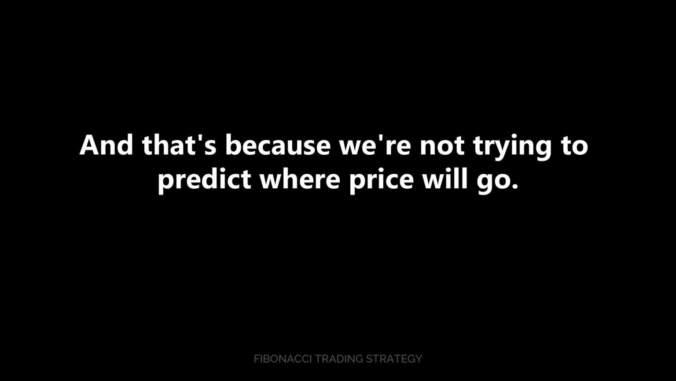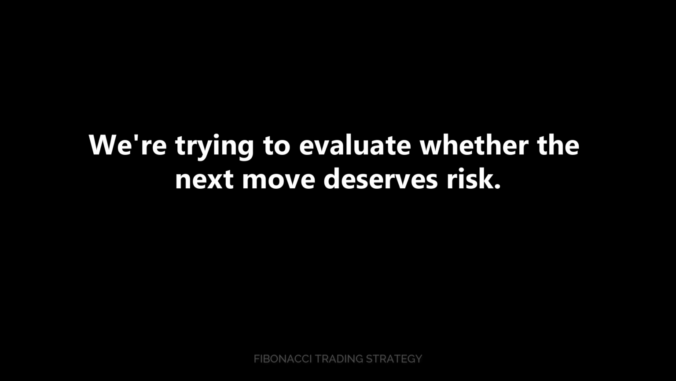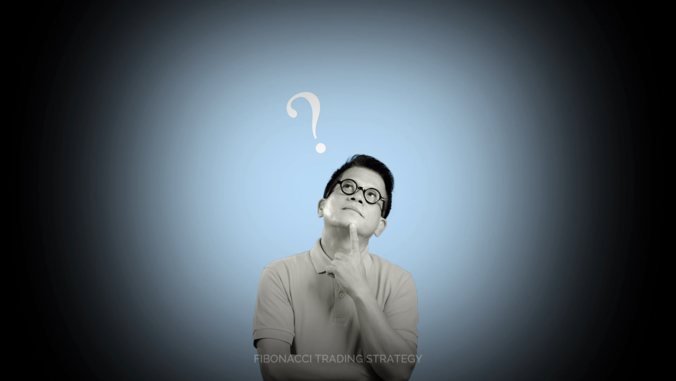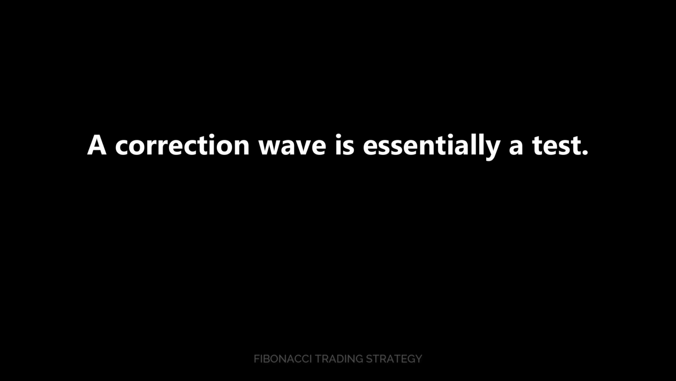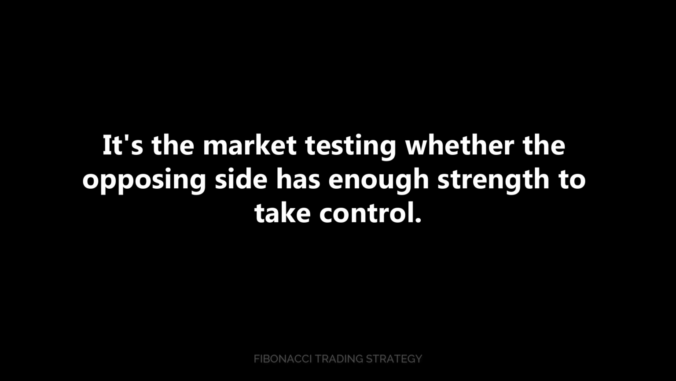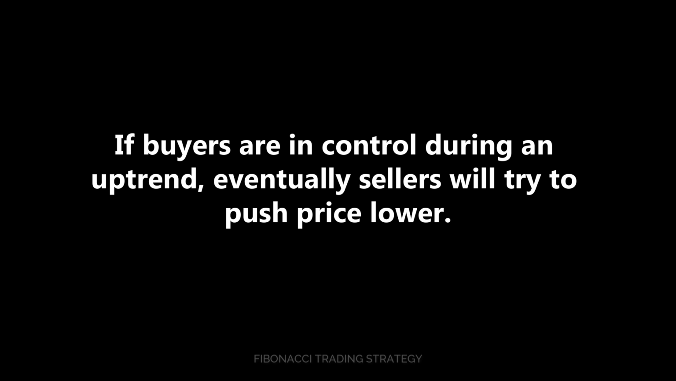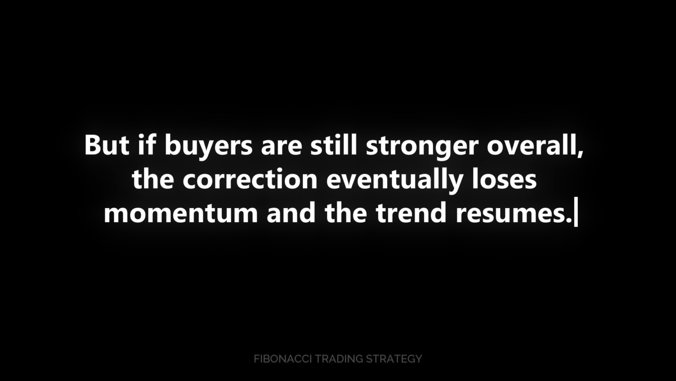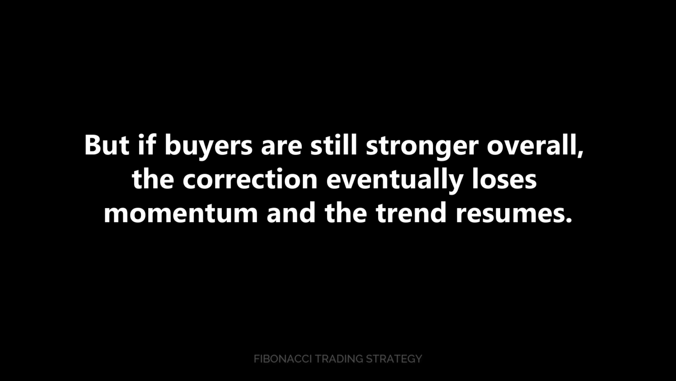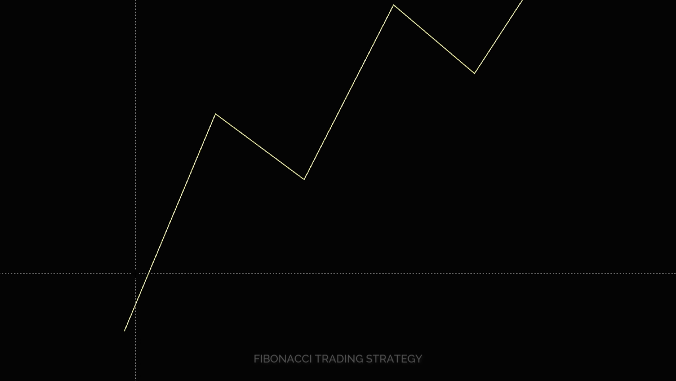And that's because we're not trying to predict where price will go. We're trying to evaluate whether the next move deserves risk. Think about what we're really measuring here. A correction wave is essentially a test. It's the market testing whether the opposite side has enough strength to take control. If buyers are in control during an uptrend, eventually sellers will try to push price lower. The correction wave is that attempt. But if buyers are still stronger overall, the correction eventually loses momentum and the trend resumes. That's why correction waves are so important.